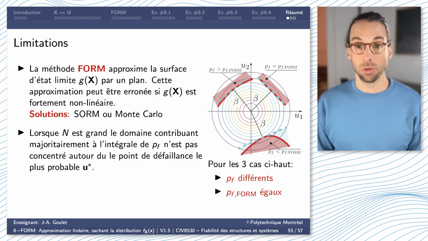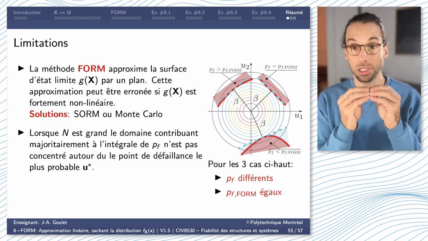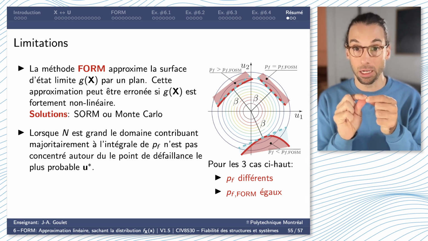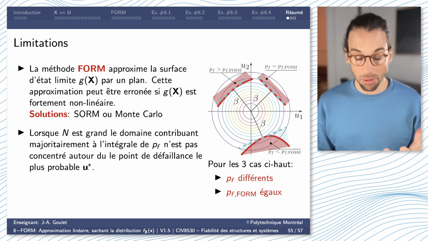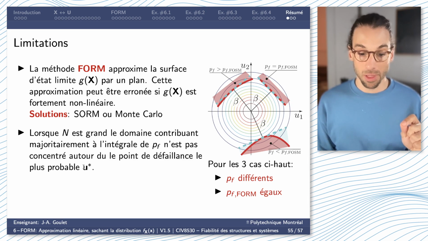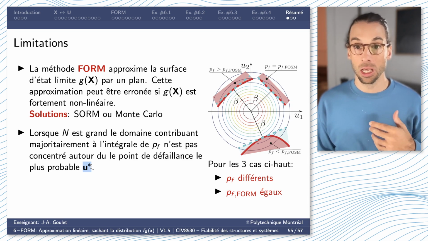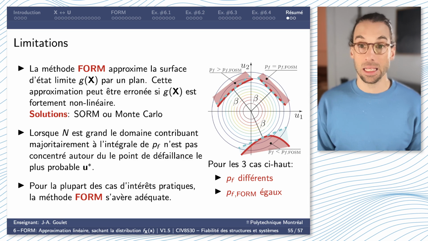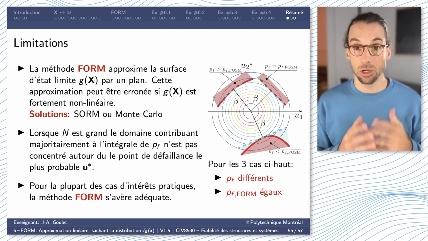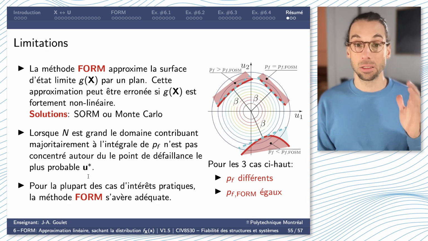So one other limitation is when the number of dimensions is large, the domain that contributes to the failure is not anymore centered simply on a design point. It's spread out in the large number of dimensions, meaning that our approximation that has low error around U star is not necessarily going to lead to a very good approximation of our failure probability. Nonetheless, for practical application, the FORM method has stood the test of time and is really the standard method that is used for practical application of structural reliability because it's fast and for most contexts of structural reliability problems is very accurate.